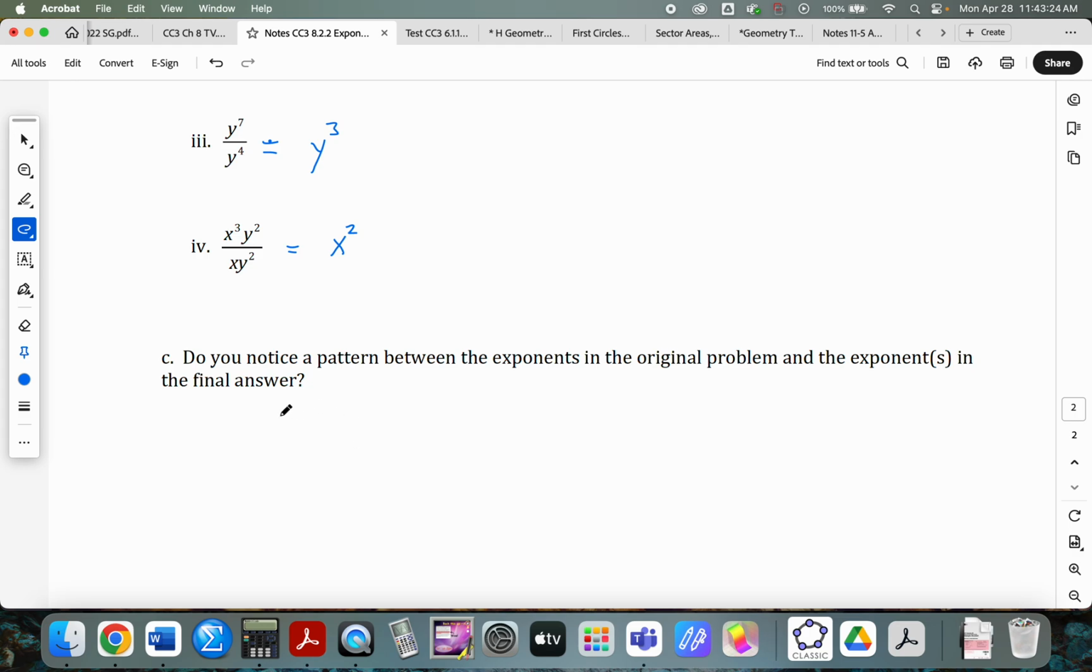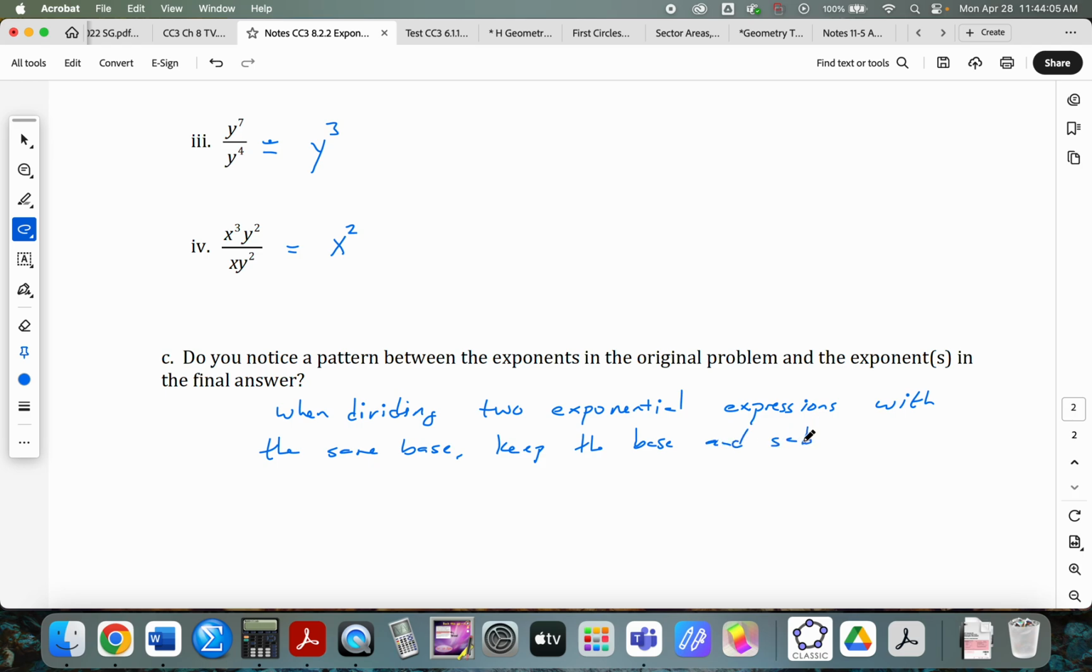All right, so what is the pattern here? So when dividing two exponential expressions with the same base, we're going to keep the base and subtract the exponents. Any questions about that?